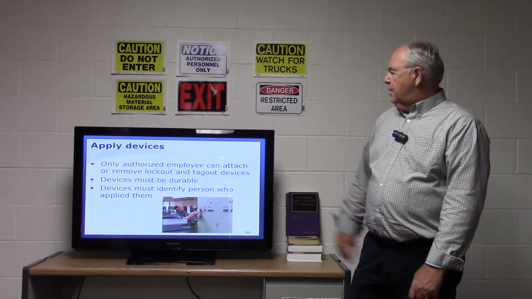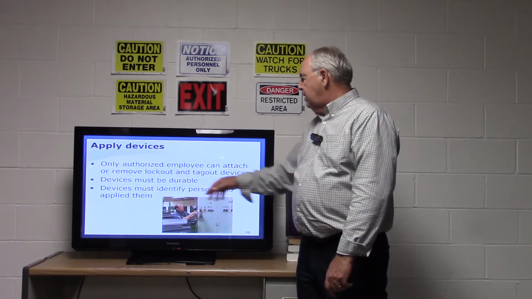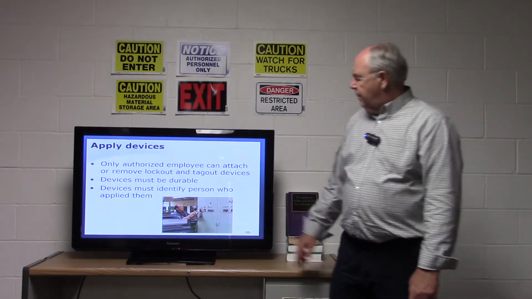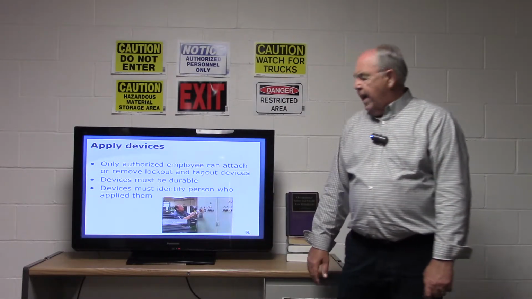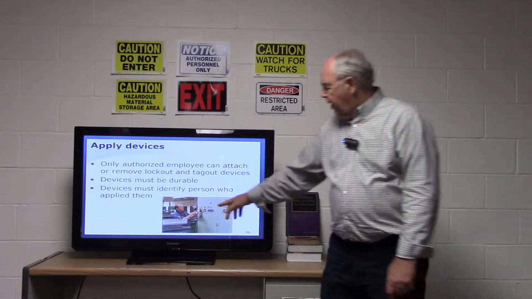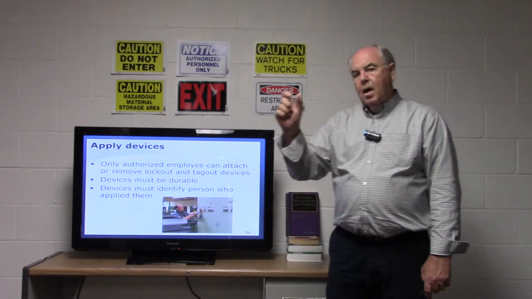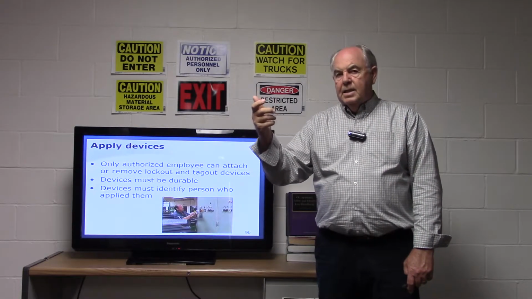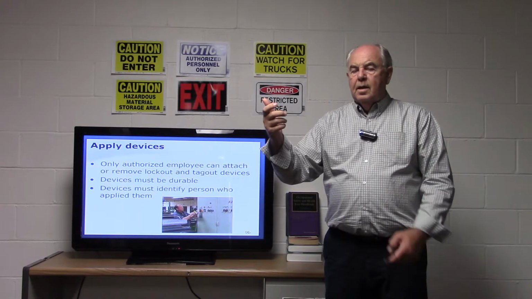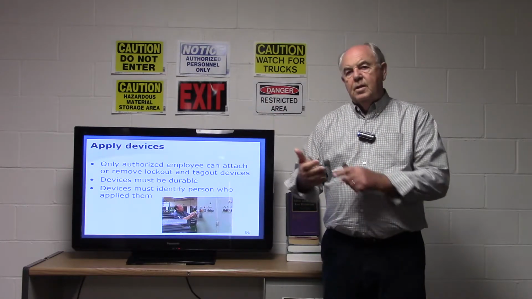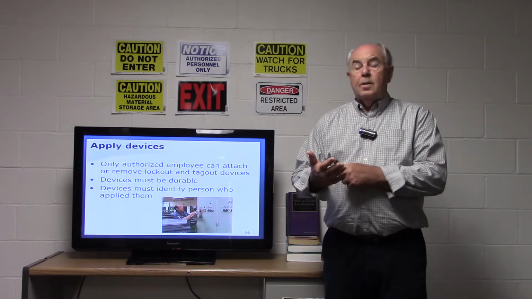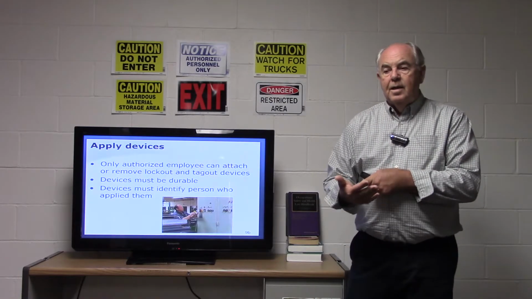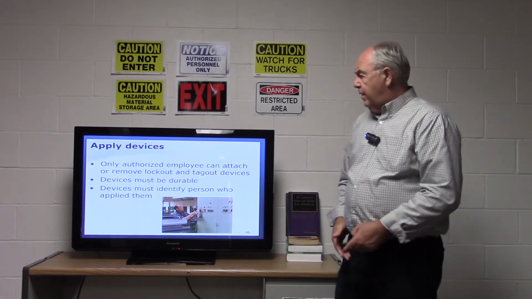Now, only authorized employees can attach and remove locks and tags. Devices must be durable. They must identify the person who applies them. So when I walk over to a tag and I see a lock hanging on the hasp right here, I should be able to look at that lock and identify which maintenance person or which authorized person is actually performing maintenance on this machine. Should have their name written on it. Some companies like to take a picture of the authorized person and put it on the lock. Either one of those are very acceptable.